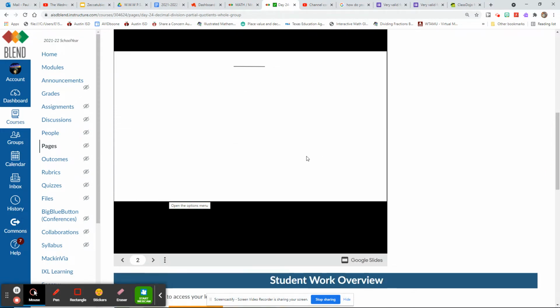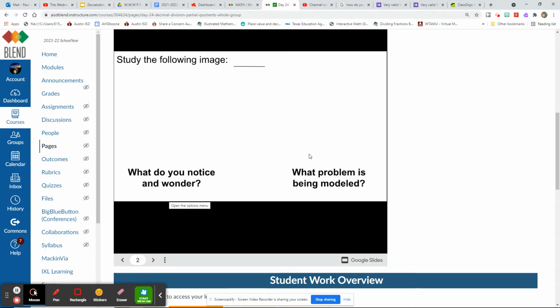All right. So study the following image. What do you notice? What do you wonder? What problem is being modeled? Here we go. The problem being modeled, basically they're asking what is our dividend? What is our divisor? Our dividend is the number inside the house. Our divisor is the number outside of the house.